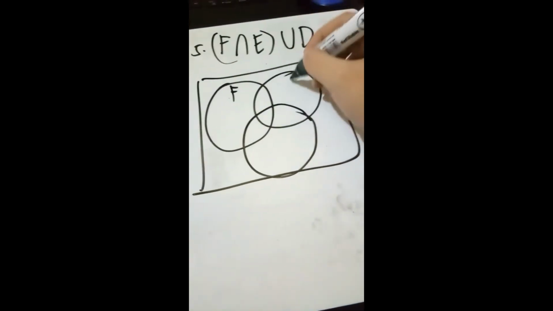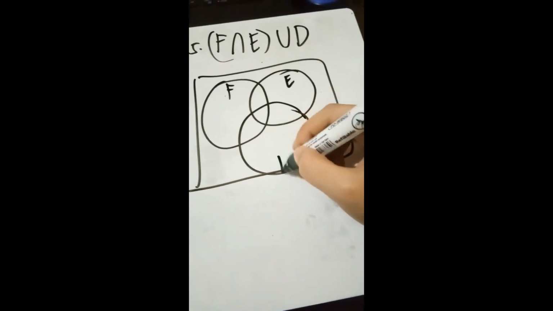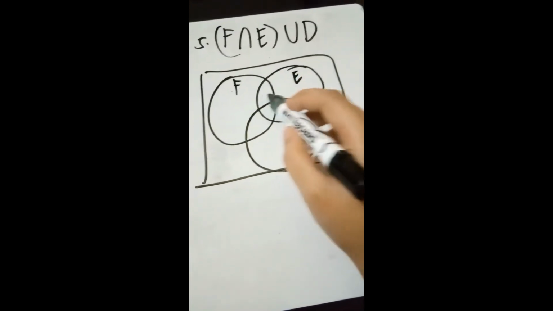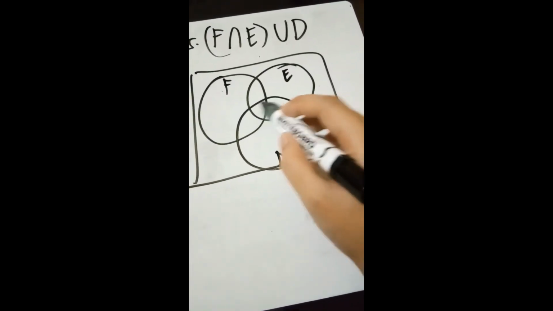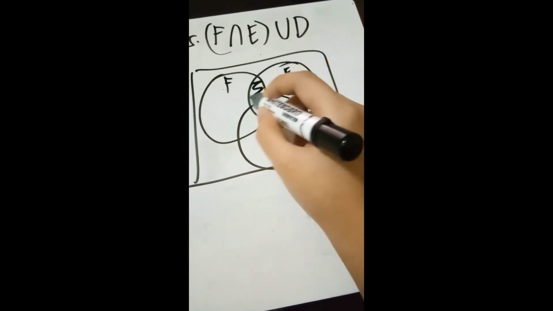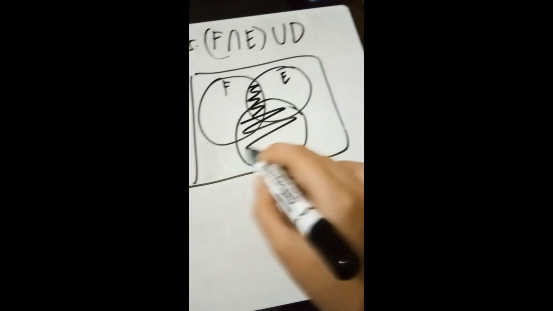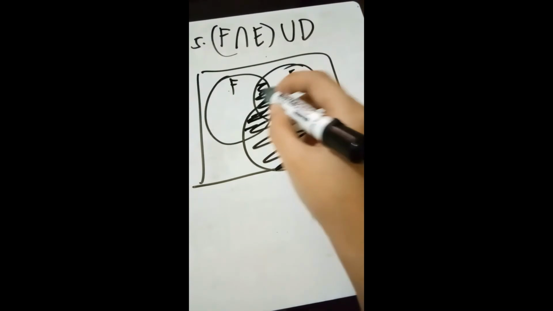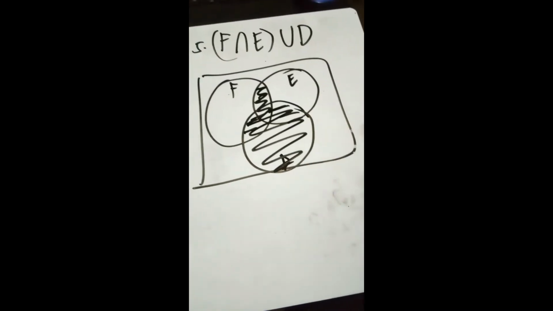So this is F, E, and then D. F intersection D, union D. So this one, and then this. So yung buong yan, plus this one. So that is the answer for number 5.